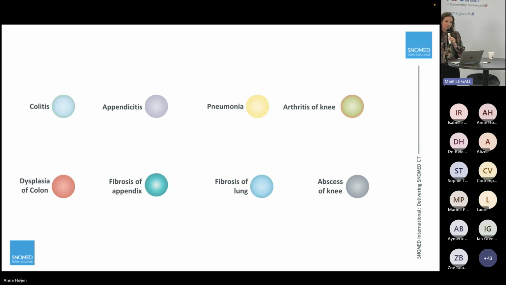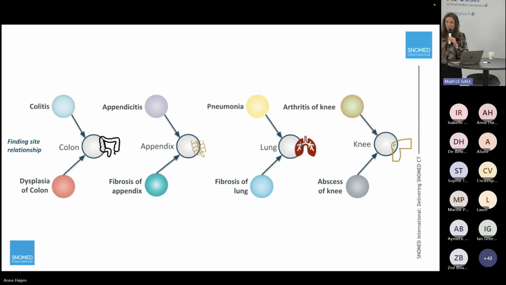Then we can also use the defining properties. So here we have 8 concepts. All of these concepts are defined with a finding site property. Some are to the colon, others to the appendix structure, lung structure, knee structure.